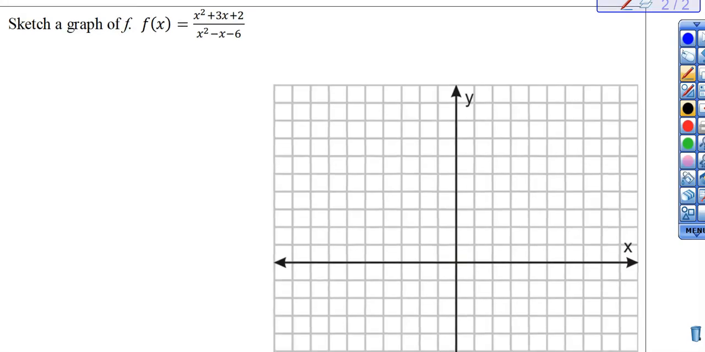And here's what I'd like you to do. I would like you to take a moment to type this equation into your graphing calculator because I'm going to ask you for some information. So I'm going to pause the video for a moment.